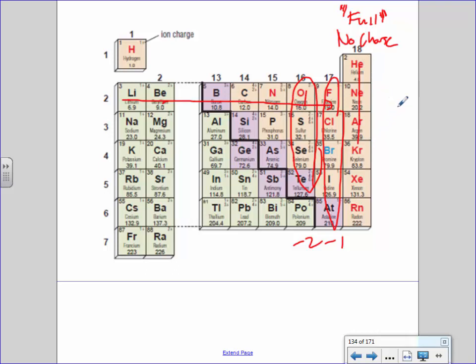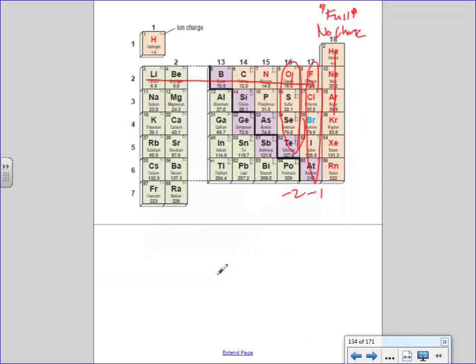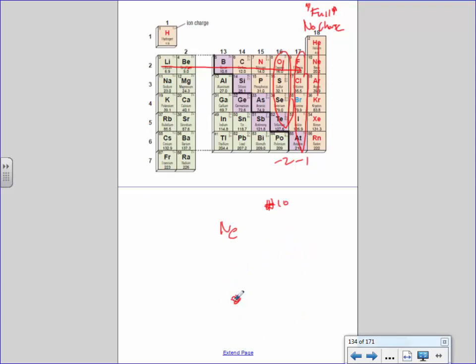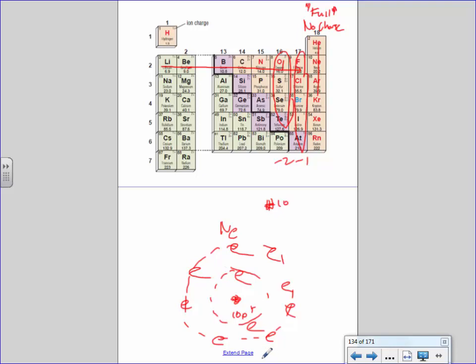Let me draw one of them. I'll draw neon, and then I'll move on here. Neon is number 10, which means if I drew this out, neon would have 10 protons. I'm going to draw the first energy level. First energy level should have 2. The second energy level should have as many as 8. So 1, 2, 3, 4, 5, 6, 7, 8. Hang on, 2 plus 8 is 10. We're filled up. All 10 electrons have been accounted for.